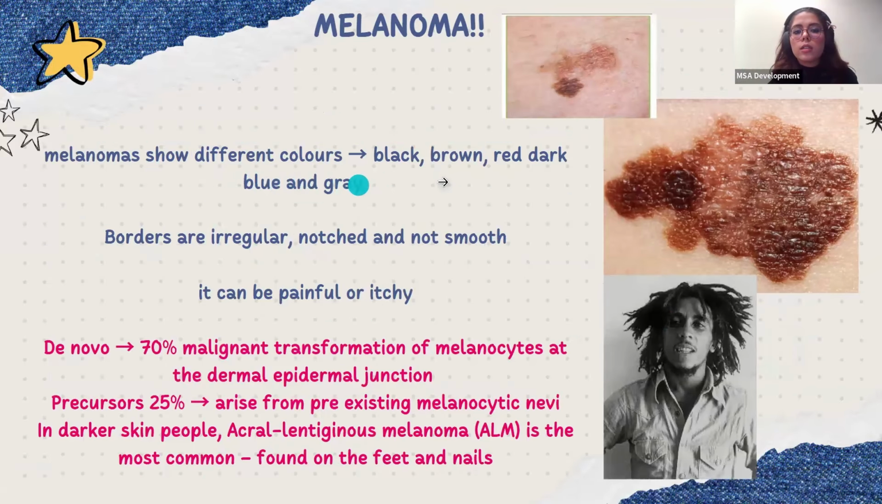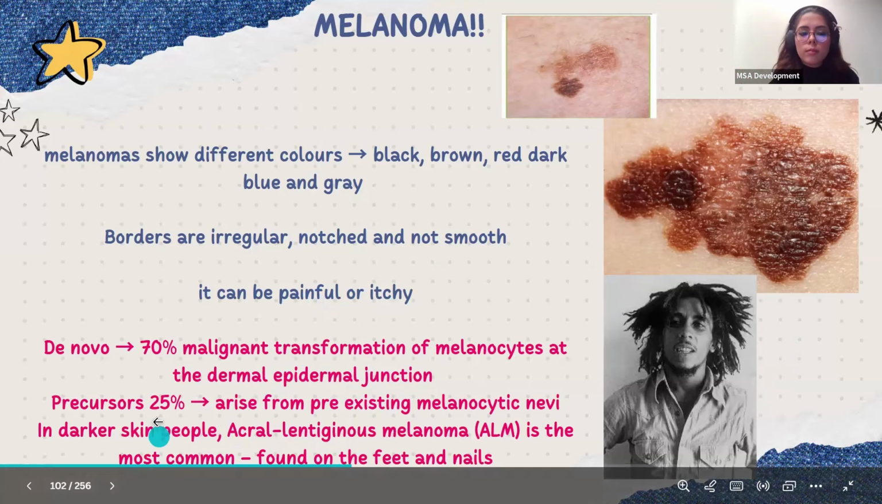Melanomas show different colors: black, brown, red, dark blue, and gray. Borders are irregular, notched, and not smooth. It can be painful or itchy. De novo, 70%, is malignant transformation of melanocytes at the dermal epidermal junction. So this is a new mutation. Precursors, 25% of them arise from pre-existing melanocytic nevi.